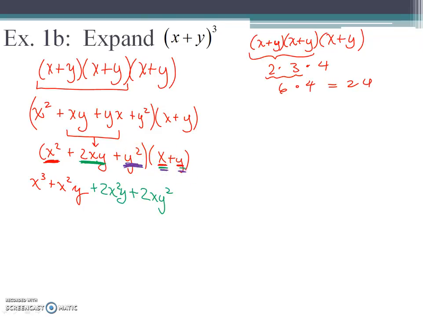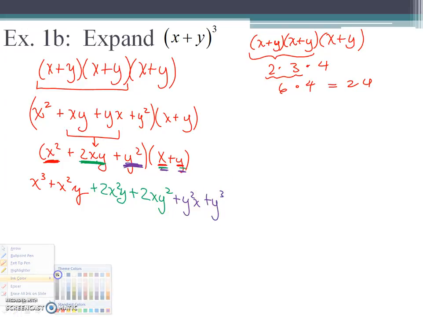So it's essentially an extended FOIL, the acronym to remember that. Binomial times a binomial. So we've got y squared times x. We've got a y squared x, which is the same as this, by the way, xy squared. And then y to the third. Now, combine all of our like terms to get our final answer.